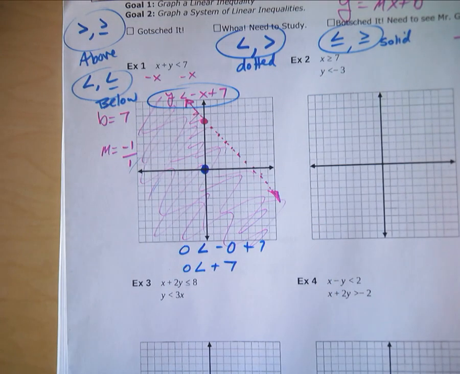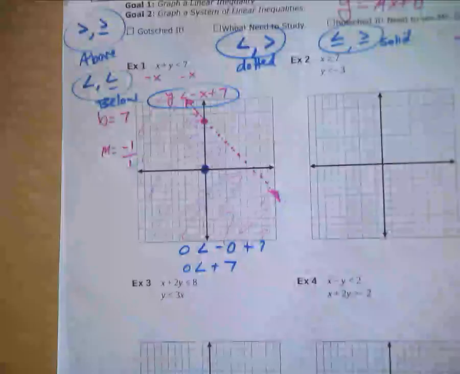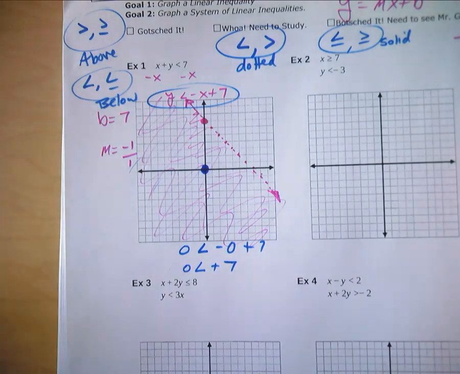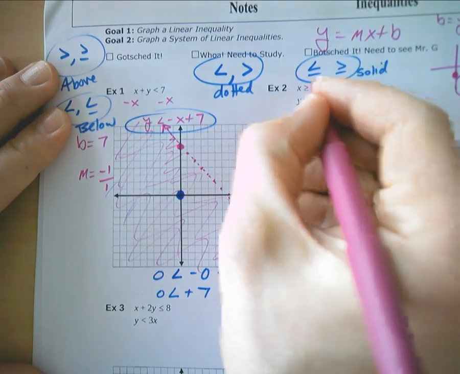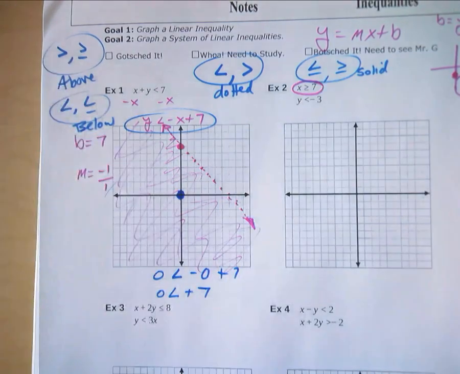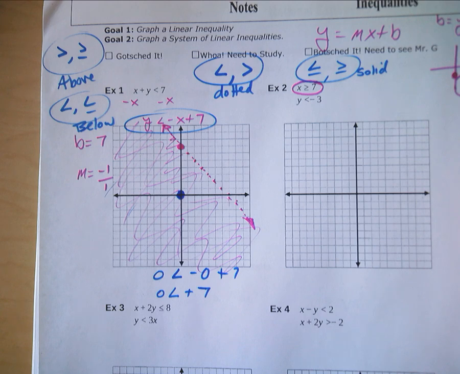All right, you have seen this multiple times. This isn't the first time you've seen these graphs, so let's do another one, a little practice. Next one I got is x is greater than or equal to 7. Do you guys remember what type of line? An x equals line. Yeah, it's going to be solid.